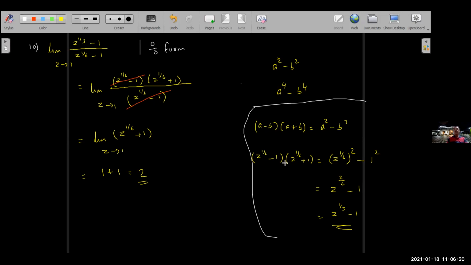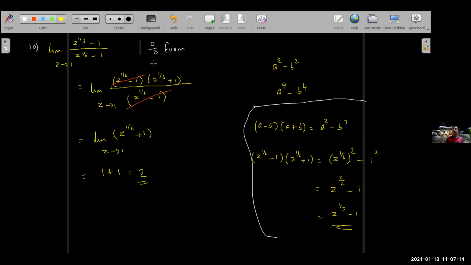See, not this one, z raised to 1 by 3 minus 1. We can break it as z raised to 1 by 6 minus 1, z raised to 1 by 6 plus 1. I think question number 11, I gave it as a homework. Did I give it as a homework? Yes, sir. Directly substituting a plus b plus c divided by a, which is 1.